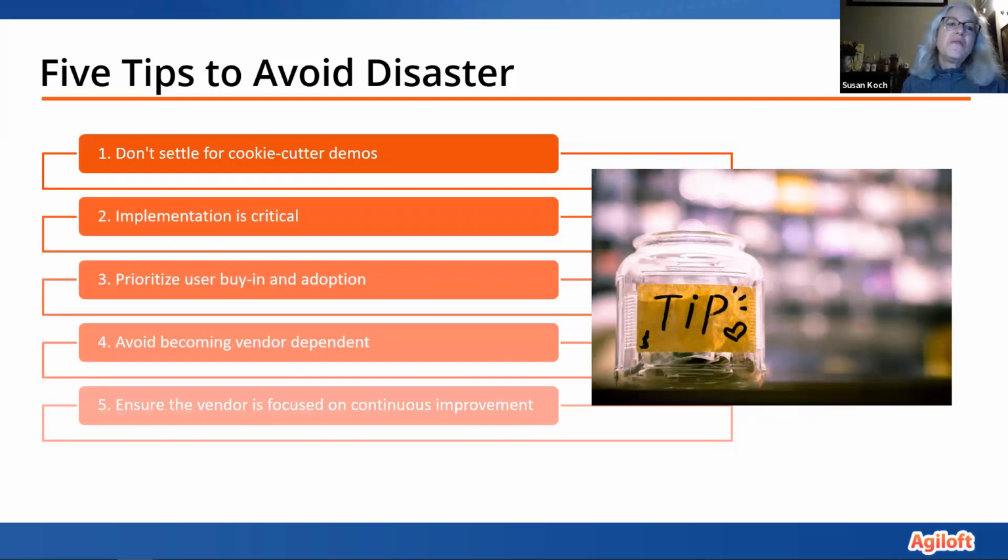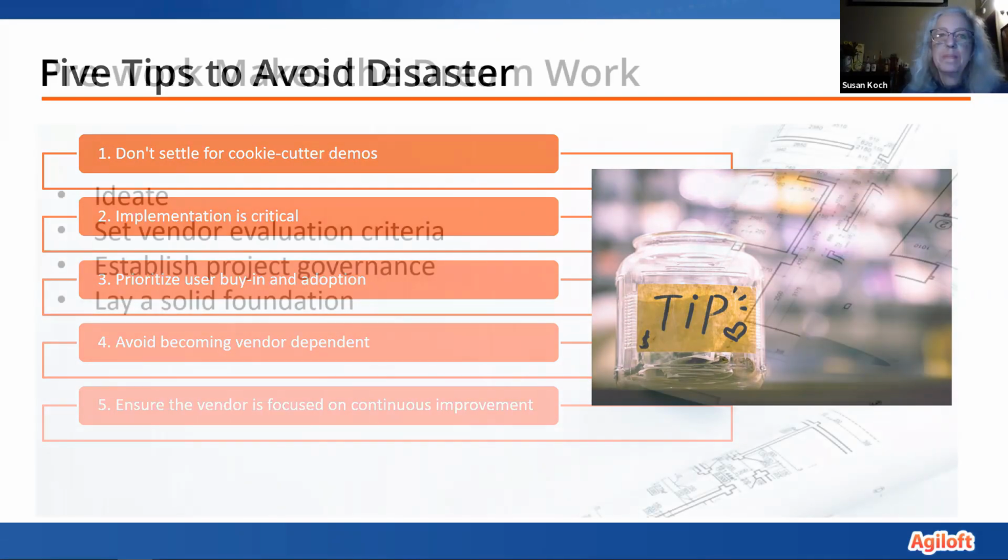So we have 5 tips. We settled on 5 big ones. We don't want to settle for cookie cutter demos. Implementation is critical. We want to get buy-in when you adopt it, and you don't want to become dependent on your vendor, and you want to make sure your vendor is always helping you get better.